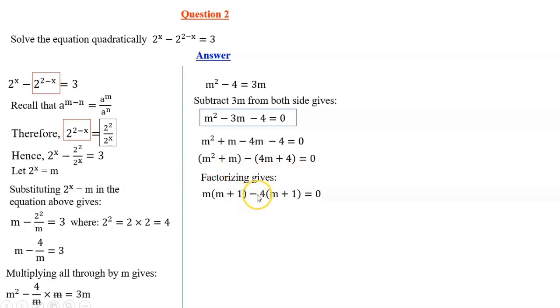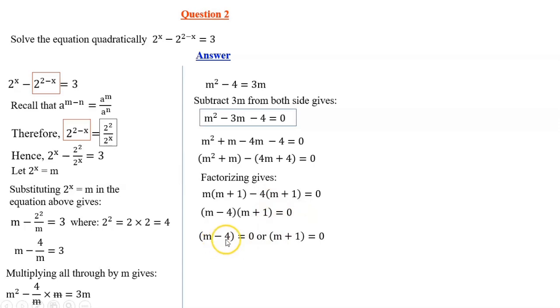Then minus: what is common between 4m and 4? 4. So you bring out the 4. 4m divided by 4 is equal to m. You write it in a bracket. Then plus 4 divided by 4 is 1. You write it in a bracket. Then is equal to 0. Therefore, since you have these ones in the bracket and they are common, you pick one of them, then you keep the other ones that are outside the bracket. You form a bracket for them. So we have m minus 4 all in bracket, then m plus 1 all in bracket, is equal to 0.